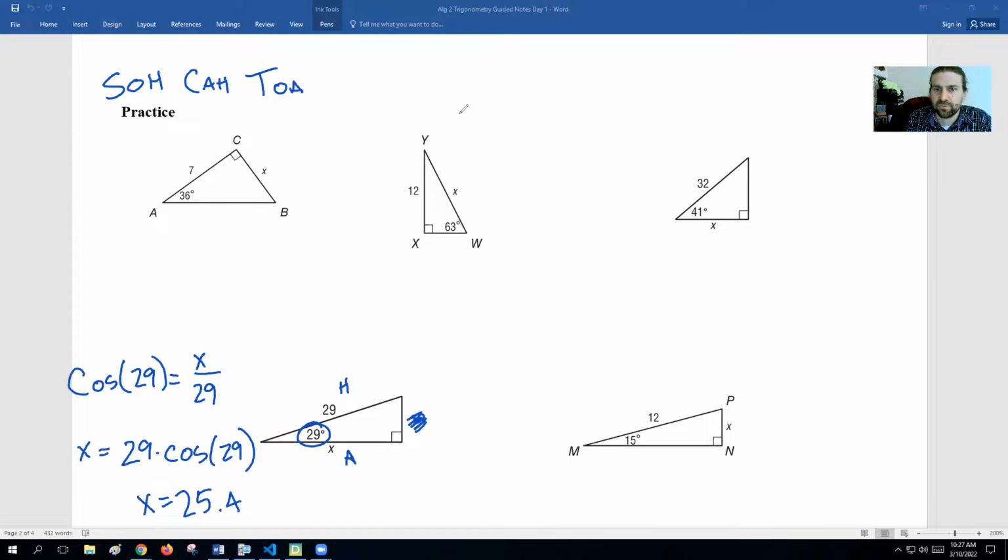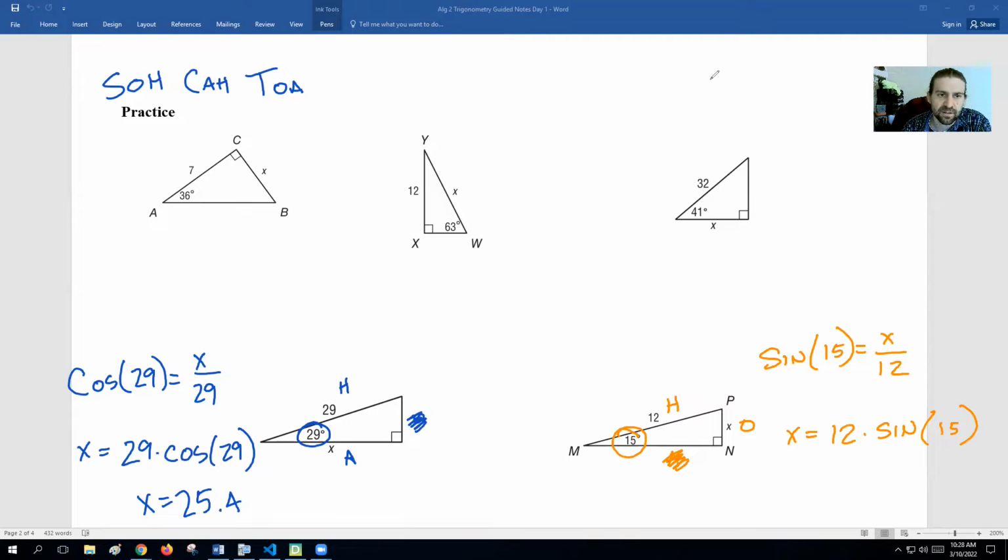All right, last problem here to wrap up these notes. Let's look at this one. 12 is the hypotenuse. x is the opposite. This other side down here is the adjacent. We don't care about that. We got H and O, which would be sine. So sine of the angle 15 equals opposite, x, over hypotenuse, which is 12. x is up high, we multiply. So 12 times sine of 15.